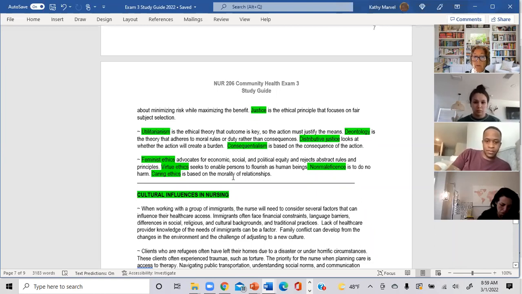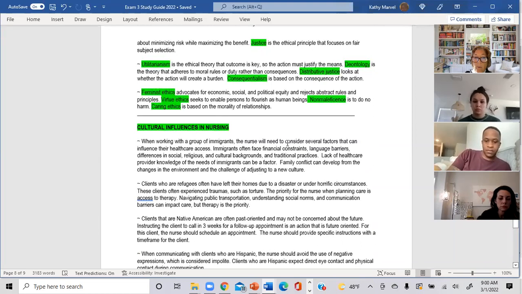The theories are utilitarianism, deontology, distributive justice, and consequentialism. Okay, but what are your principles? You have autonomy, beneficence. What else? The distributive justice. That's a theory. What are your principles? I'm looking on page 54, box 4.1, and it says ethical principles, and that's what's listed. So I'm confused.